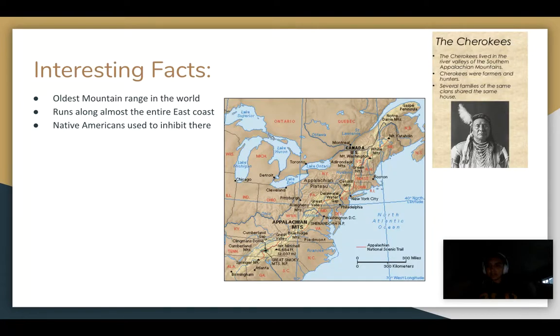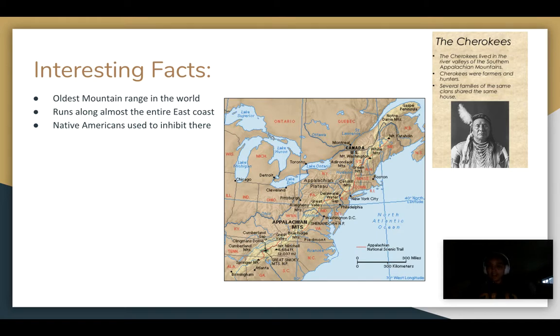Well, the Appalachian Mountains are a mountain range on the eastern part of the United States. So you can go ahead and look at this map and see that they run as far north as Maryland and as far south as Georgia. So they run almost across the entire east coast of the United States. It's one of the oldest mountain ranges in the world.